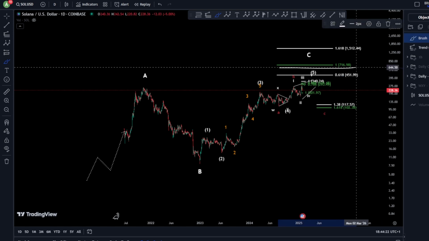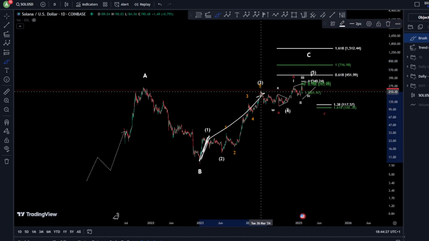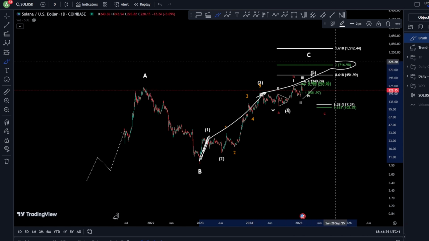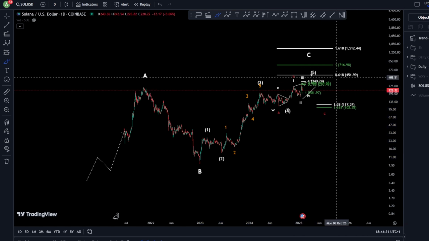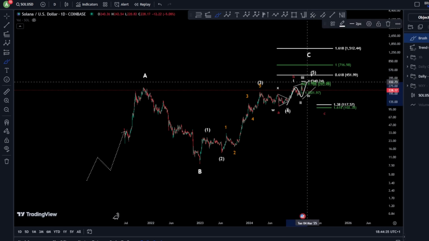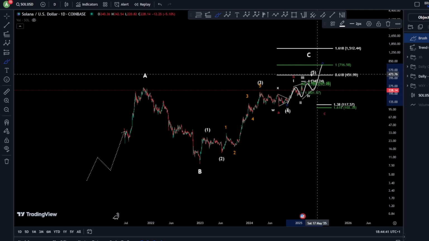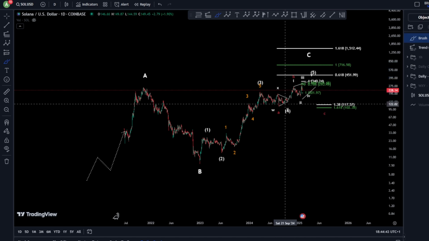Now the most common target is a 1-to-1 fib level taken from your wave 1 and based on your wave 3, giving us of course a 1-to-1 fib level at $716, which is a little bit hard to get, especially with a contracting diagonal, because with a contracting diagonal you need a very long wave 5, which is not allowed in an ending diagonal.